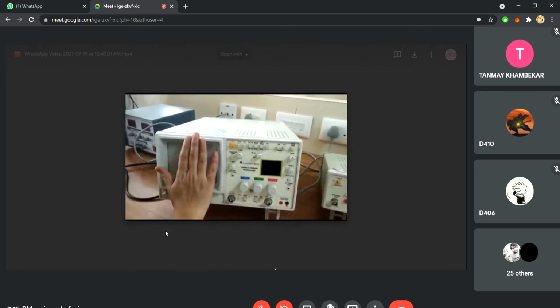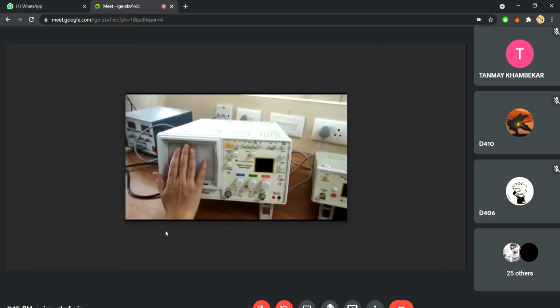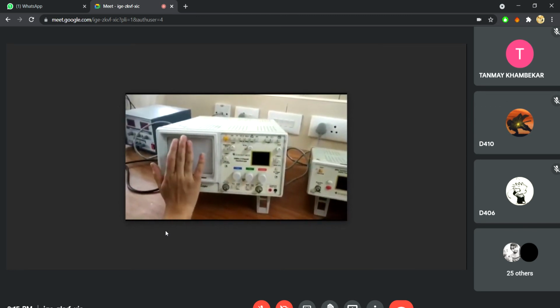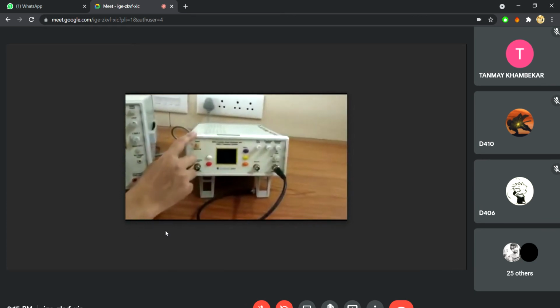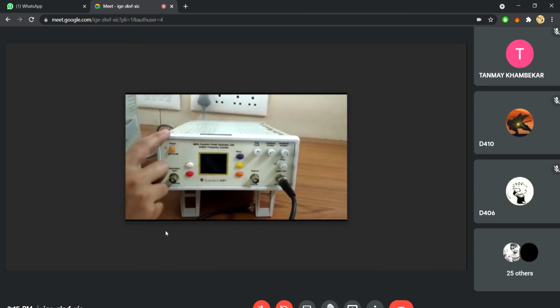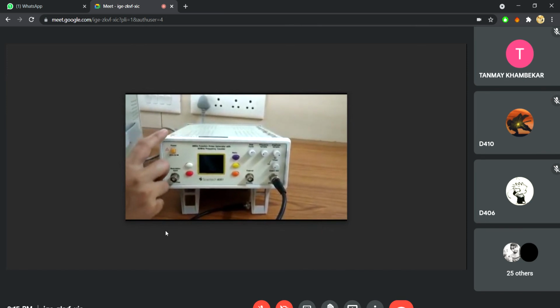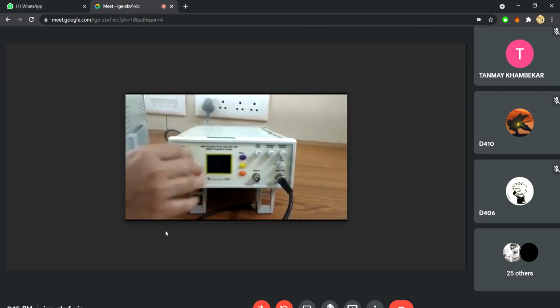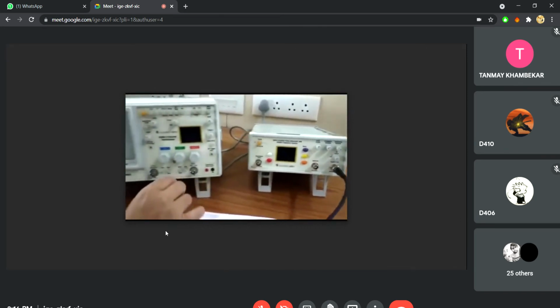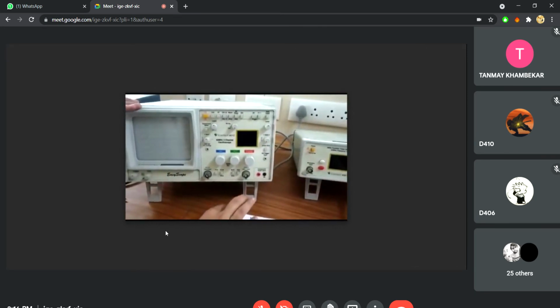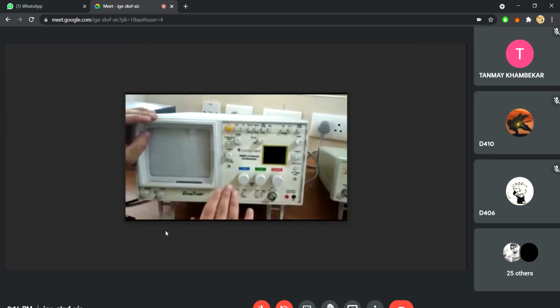This is CRO. It is used to measure the amplitude and frequency of any sinusoidal quantity. And this is a function generator. It is used to generate a waveform. It can generate sine wave, square wave, triangular wave, that I will show you. Now what we are doing, the output of this function generator I am giving to the CRO, and we will measure the magnitude and the frequency.